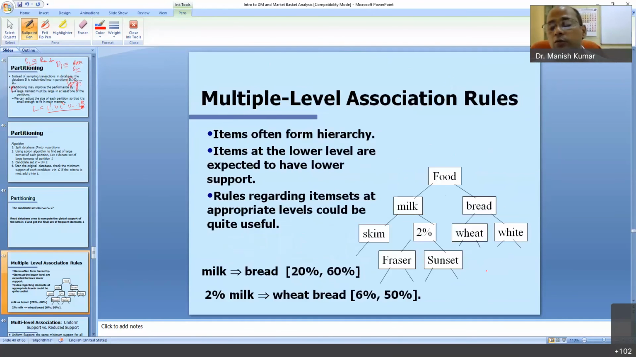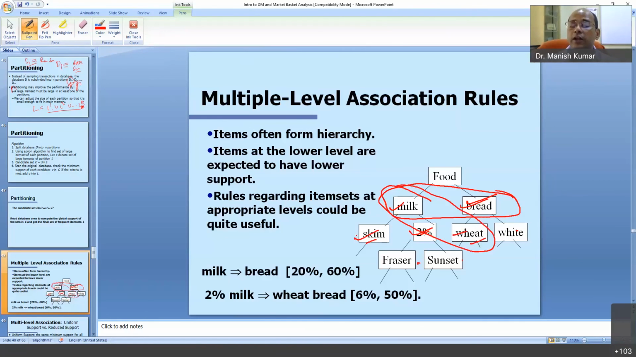I'll take 1 or 2 minutes. There are some observations out of this market basket analysis. You can see that there may be multi-level associations, like suppose you are saying that milk and bread have strong associations. You know that milk has different categories such as skimmed or 2% milk. Bread has white and wheat bread. Some set of companies are producing this 2% milk also. So I can go for some association between these two, or between these two also, depending upon your requirement.